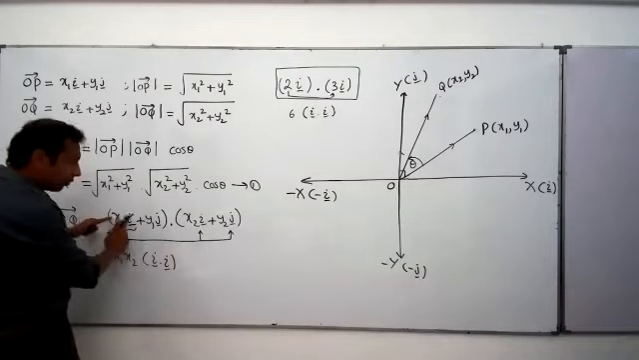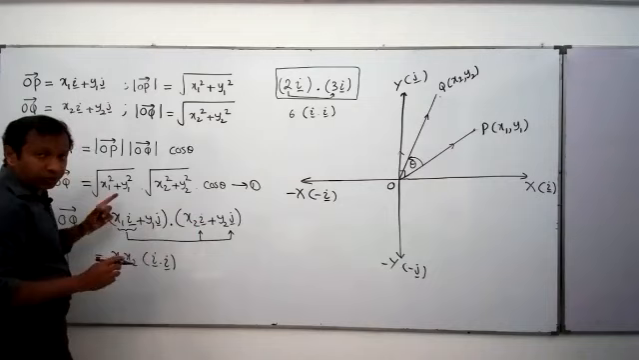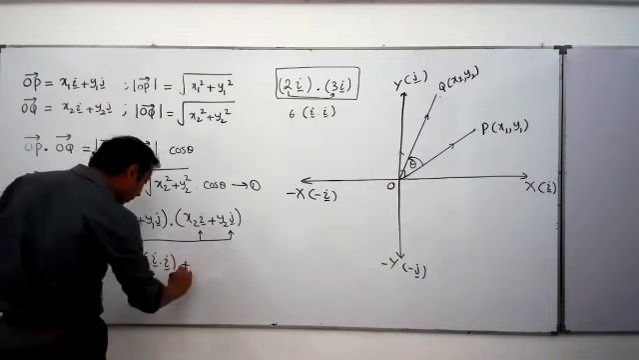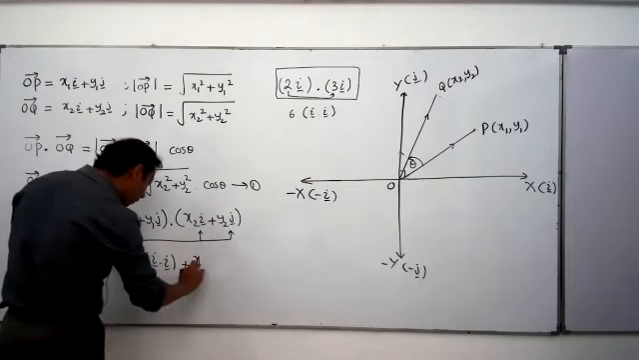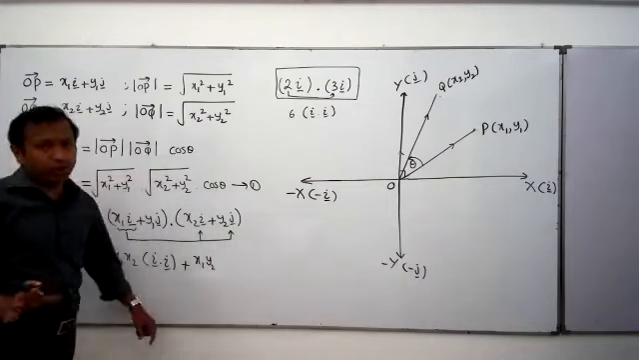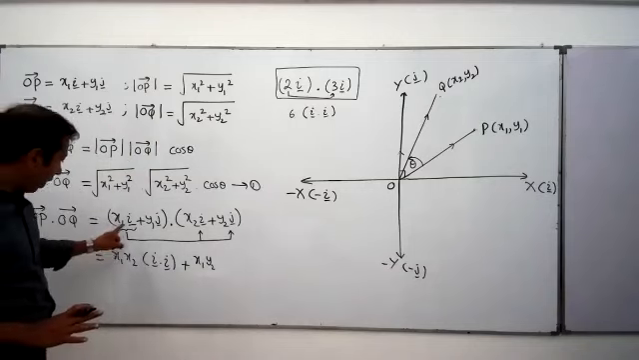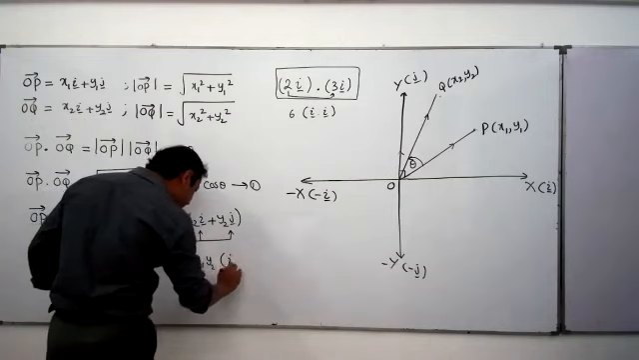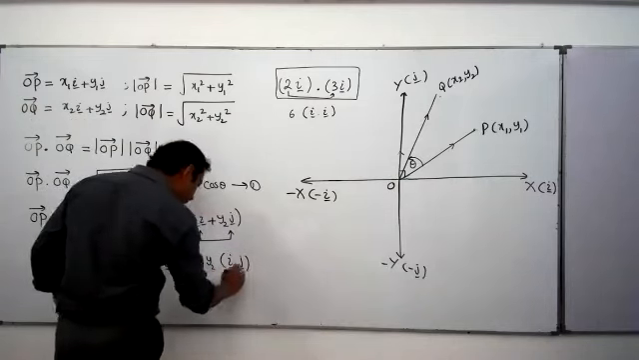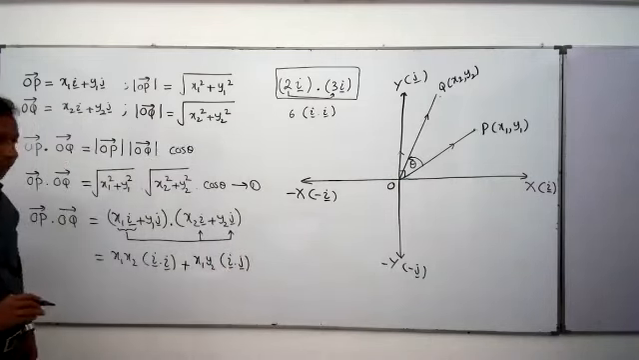Secondly, this is plus, this is also plus. Plus into plus is plus, people. Now, x1, y2 we have to multiply, because x1 and y2 are two real numbers, and i dot j we have to take.